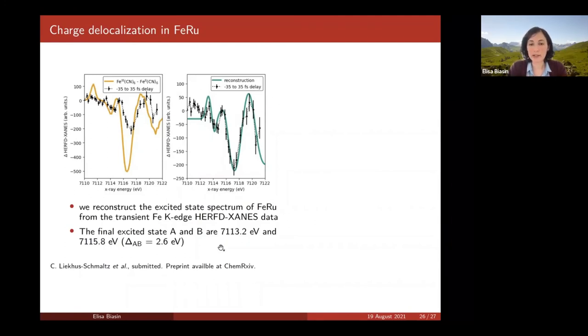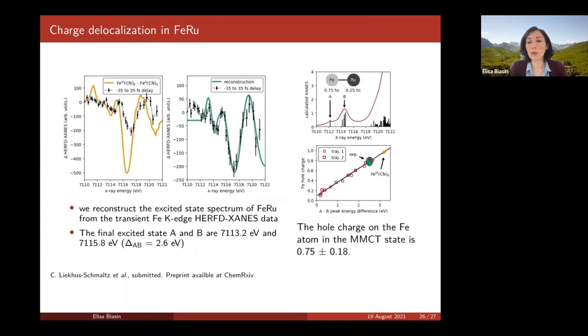From the results of this reconstruction, we could find from the data a splitting of 2.6 electron volt for the A and B peaks in the excited state. Then we could compare that value to the calculated values, and conclude, according to the linear relationship we established from the calculation, that there is a 75% hole charge density at the iron for the excited state of Ferroux. So the electron is not completely localized at the ruthenium, but is still a tiny bit shared between the two atoms.